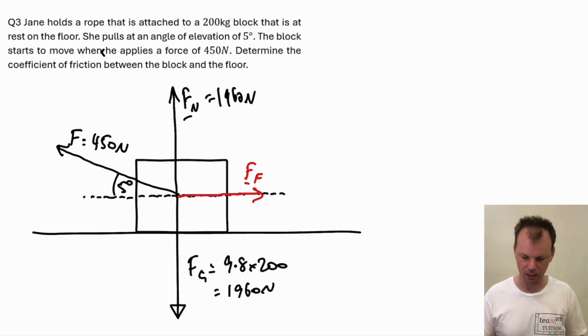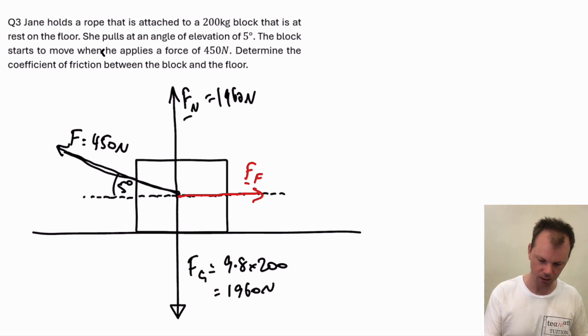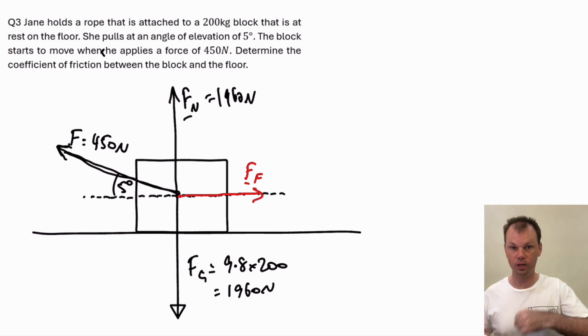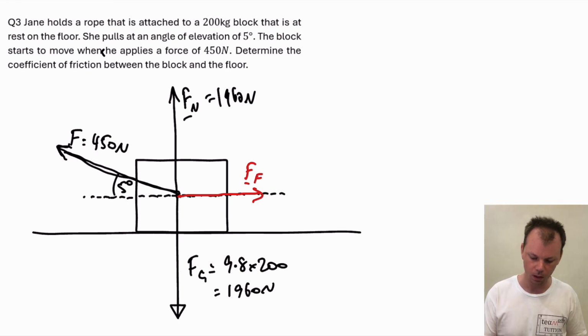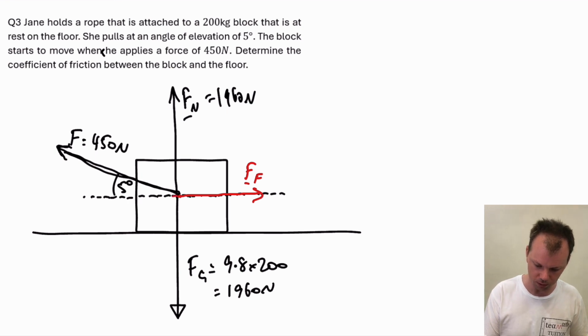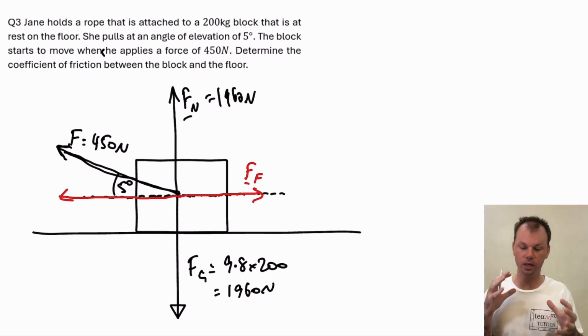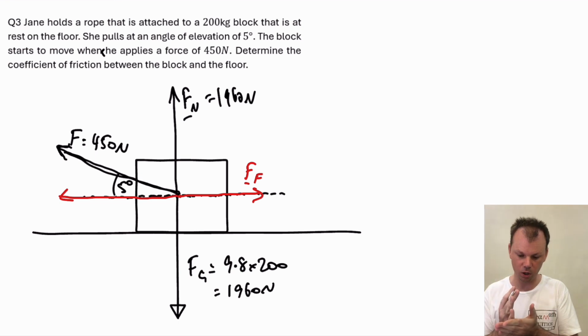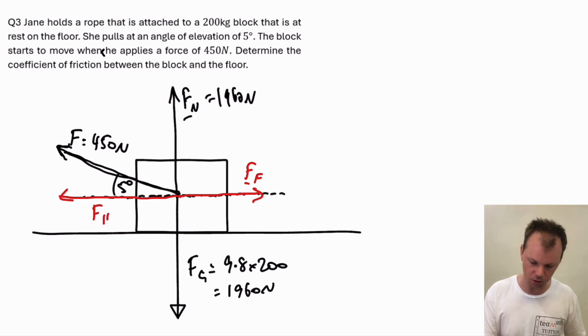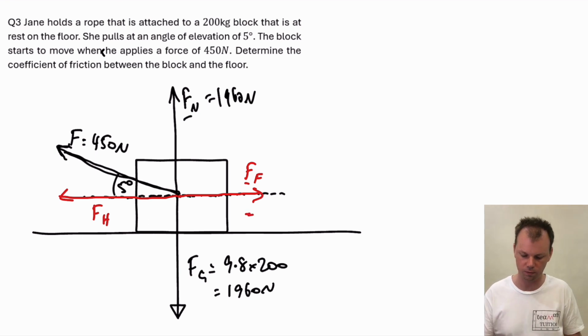So what's happening is we're pulling this way. The block is sticking to the floor. We're not going to pull it up in the air. If it was pulled up in the air, there'd no longer be a frictional force. So the force that we're applying in this direction is going to be the horizontal component. The frictional force is going to oppose the horizontal component of the force that we're applying. So we're going to equate those two, because right at the point of motion, this horizontal force here is going to equal the frictional force. It's just going to get over the top of the frictional force.